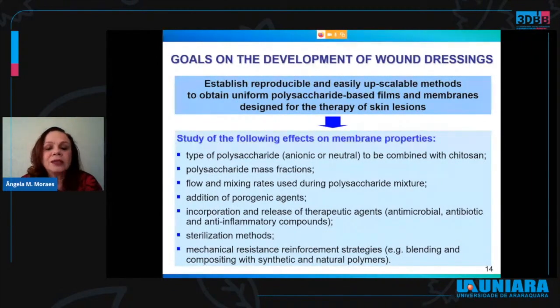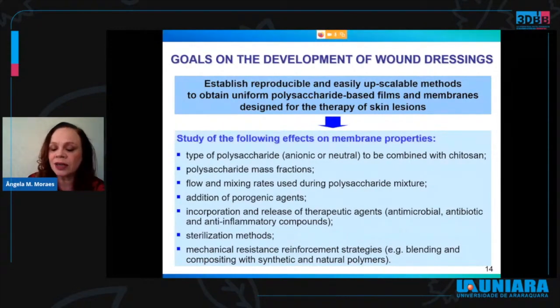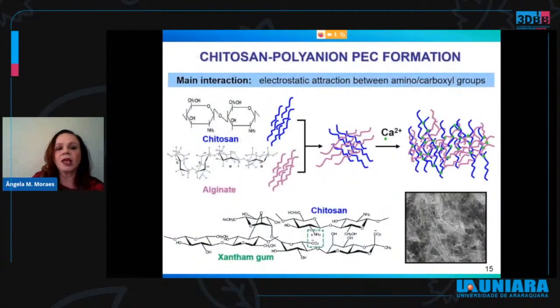We incorporate and also study the release of different types of therapeutic agents, such as antimicrobial agents, antibiotics, and anti-inflammatory compounds. We also study the sterilization methods that are more appropriate for each type of material, and mechanical resistance reinforcement strategies, such as blending and compositing with synthetic and other natural polymers.